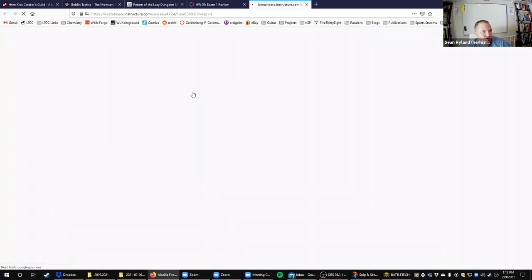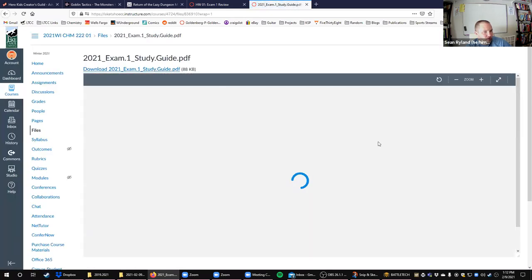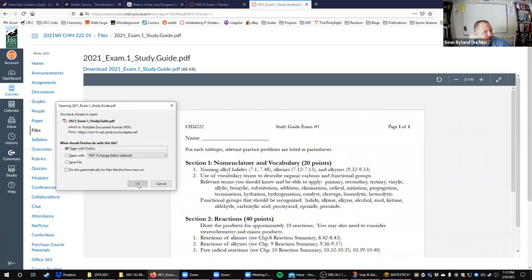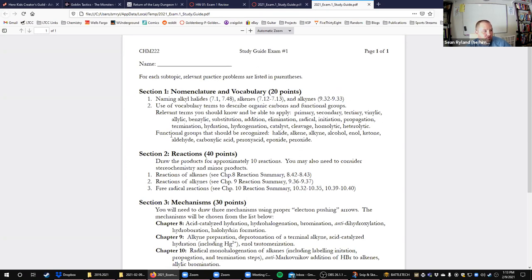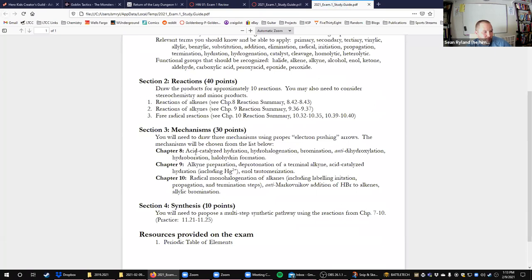This section is not required to be turned in or anything, but this is just sort of a study guide. This is what I gave the last year's OCHEM class before the midterm to get ready for it. It breaks it down by sections. This is what I was looking at when I wrote that other test.